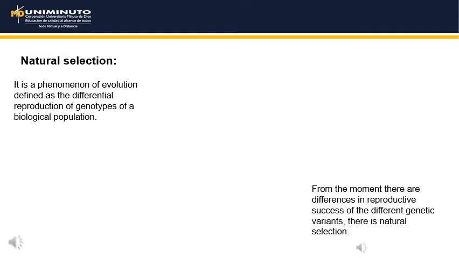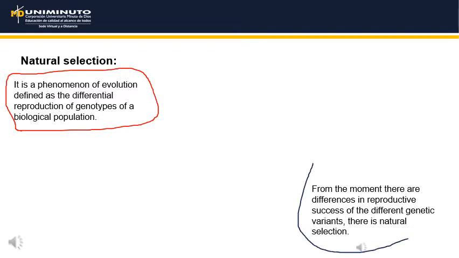Natural selection. It is a phenomenon of evolution defined as the differential reproduction of the genotypes of biological populations. From the moment there are differences in the reproductive success of the different genetic variants, there is natural selection.